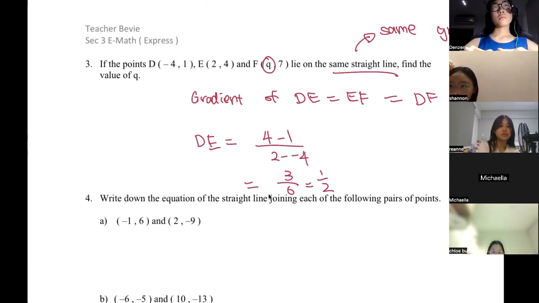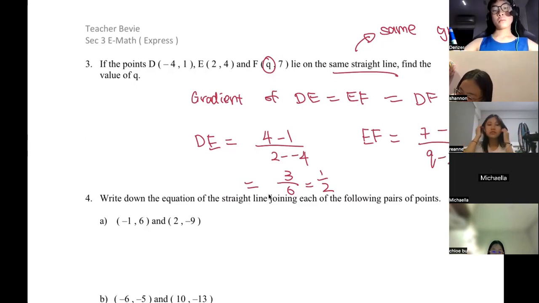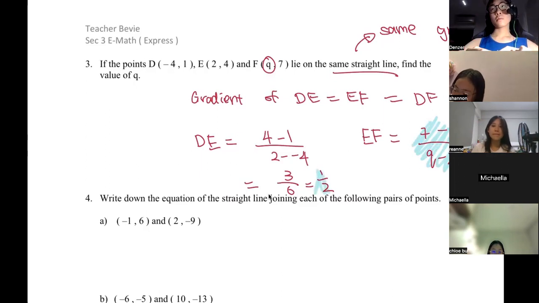Okay, now I must have F involved because F is my unknown. The Q is inside. Shannon, what happened? Seems like you found something wrong. Is it so? Okay, so now can we take a look at DF? Of course we can find EF also. Maybe I use EF better. I don't want to do with negative numbers. Y1 minus Y2 over X1 minus X2. And can you see that these two gradients are the same because they lie on the same straight line?